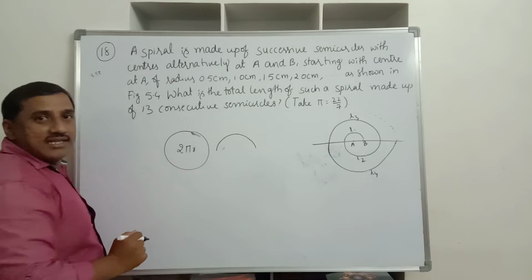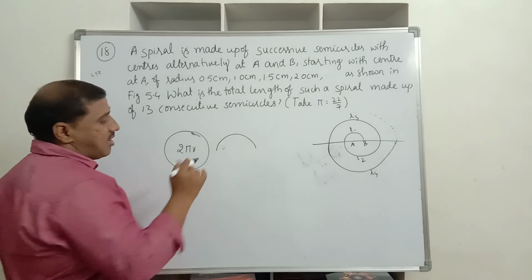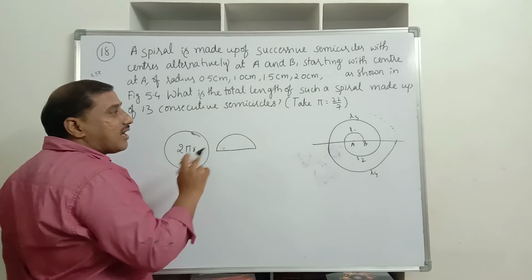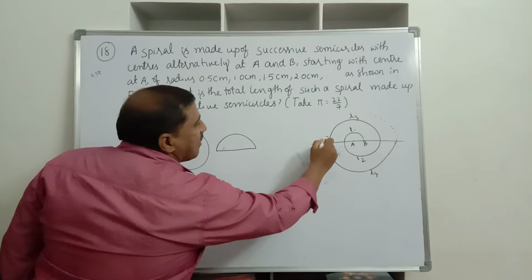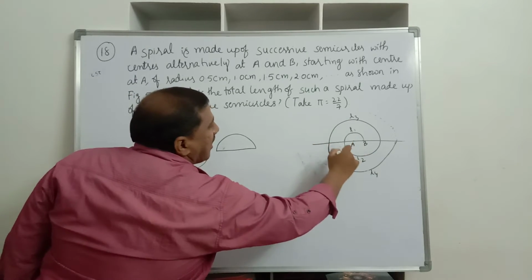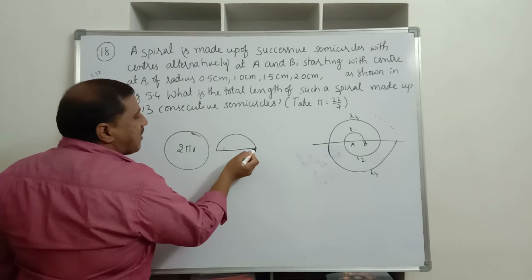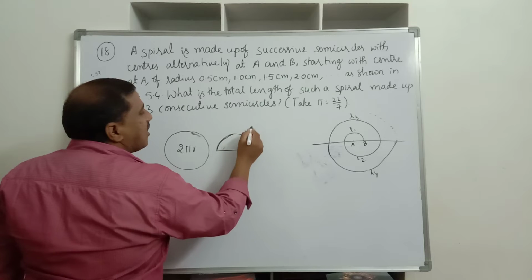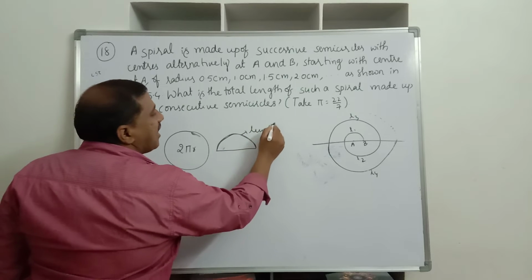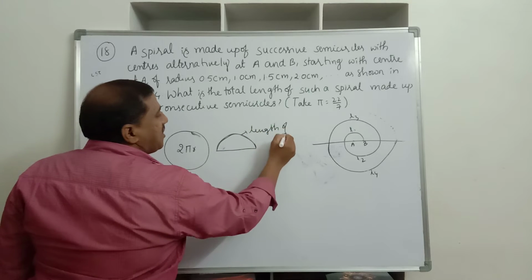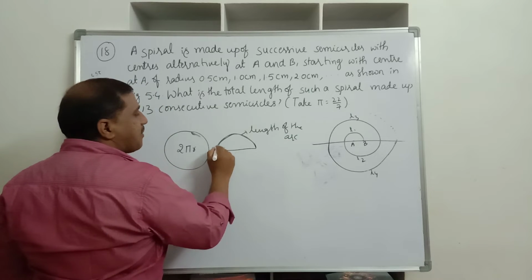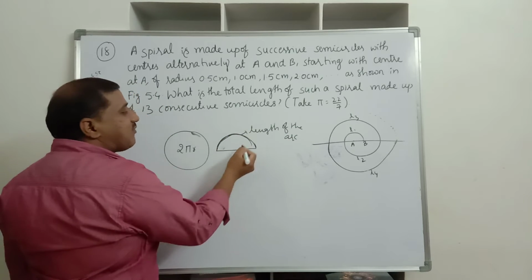Now this is the semicircular arc. This is a semicircle. This is a semicircle. Where is the spiral? The spiral is along the length of the arcs. So this is the spiral. What do we call this length? It is the length of the arc. Here, what is the shape? It is a semicircle. Therefore, we call it what?